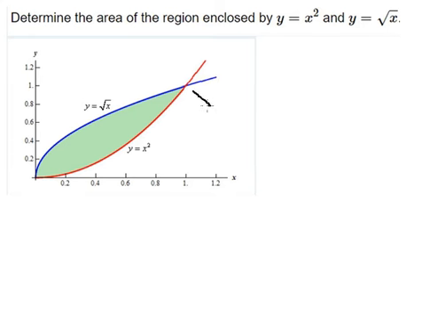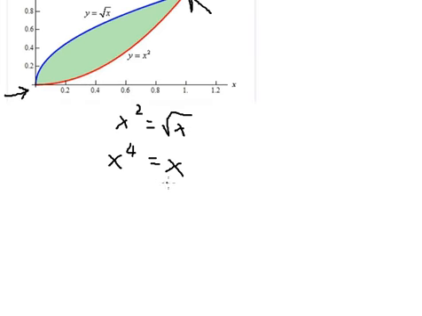We need to find the intersection in here and here. So we will have s squared equals the square root of s. Later we put the square on both sides to cancel the square root. So s we put on the left. Then we can do factorization.